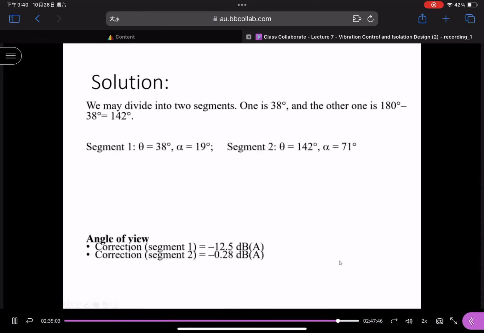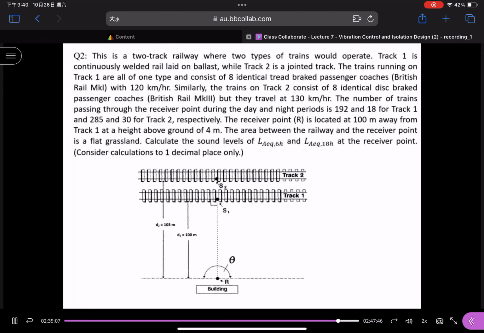Okay, question number 2. For question number 2, now we need to consider a two-track system. This is a two-track railway where 2 types of trains could operate. The first one, track number 1, is CWR type on ballast, and track number 2 is a jointed track. On track number 1, the vehicles are 8 identical passenger coaches, and the type is MK1 at 120 km per hour. And the second one, on track number 2, is 8 identical passenger coaches, but the type becomes British Rail MK3, and they travel at 130 km per hour. The numbers of trains are different. For track number 1 it is 192 during the daytime, and at night it is 18. For track number 2, they are 285 and 30.